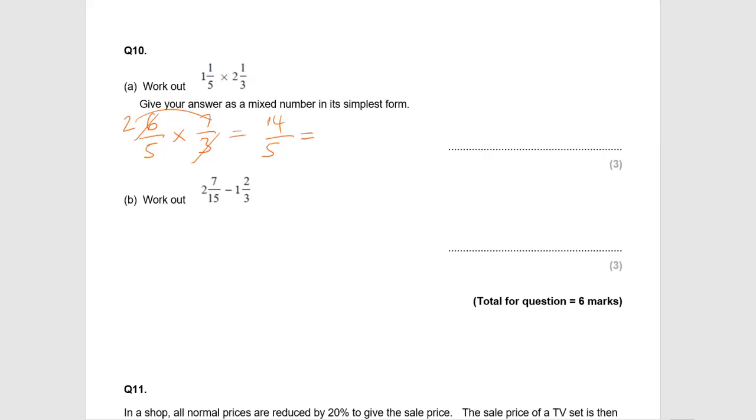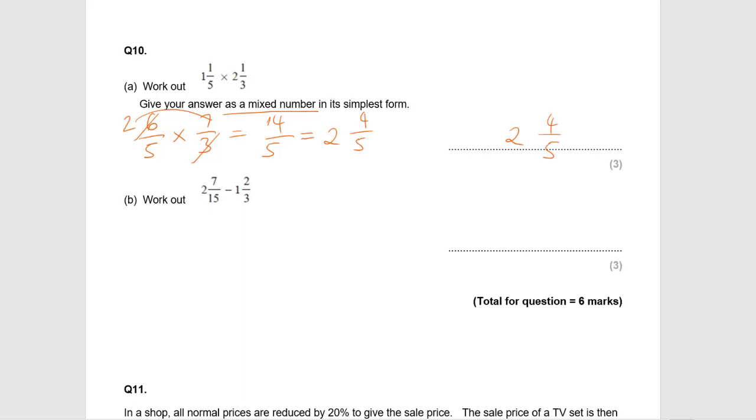All we have to do is change it into a mixed number. So give your answer as a mixed number. It's giving you a hint there. So 5 goes into 14 twice, 4 remainder and 5 denominator. Okay, always write your answer in the answer section. Good practice, so the examiner knows where the answers are. So that was that.